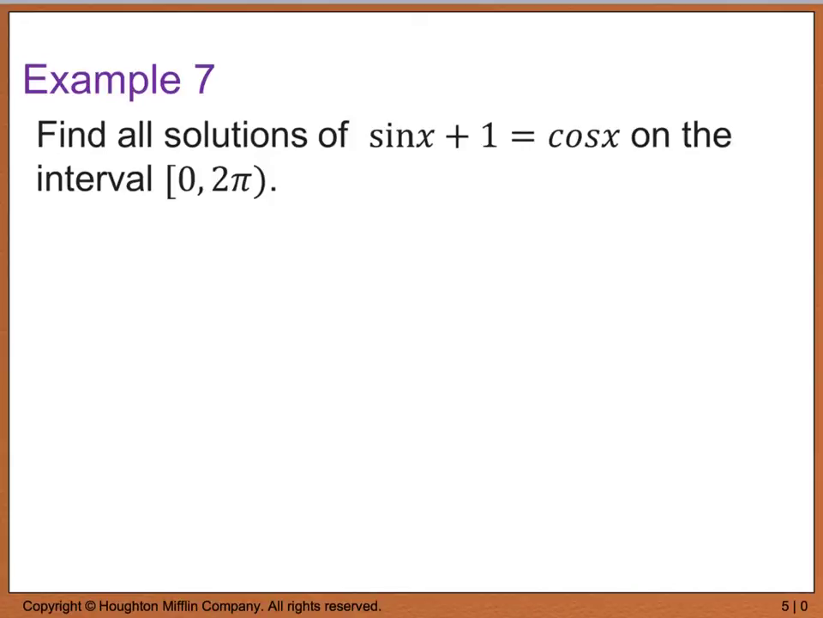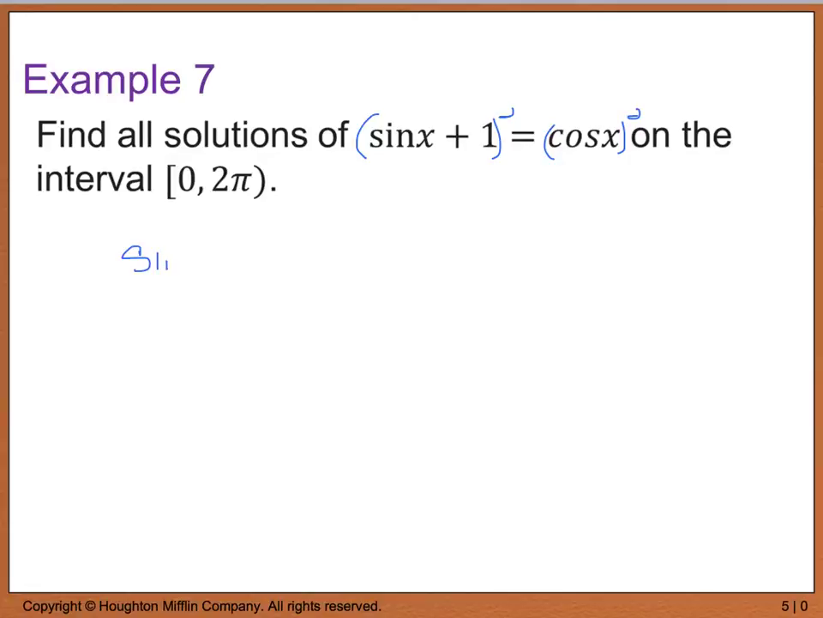Example 7 says, to find all solutions of sine x plus 1 equals cosine x on the interval from 0 to 2 pi. Well, this problem here is a little bit more difficult. Because I don't have a sine squared or cosine squared, I can't write the function in terms of one trig function versus the other. So the only thing I can do is square each side so that I can convert over to one trig function. Now because I'm squaring both sides, it's not really changing anything.